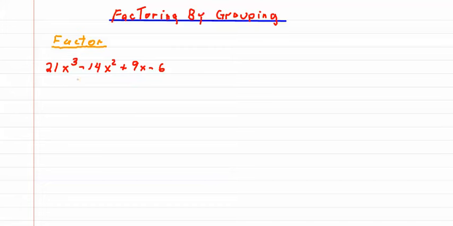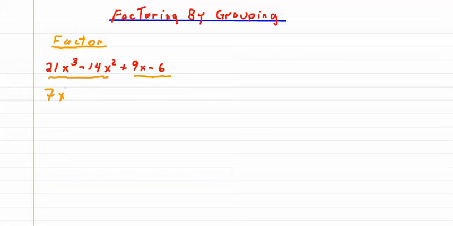What we do when we factor by grouping is group these terms into 2 groups. Normally, the ones that I will give you will be this way, we look at the first 2 terms, then I look at these 2 terms. And I factor out the common factor of each. So looking at the first 2 terms, the common factor is 7x squared.